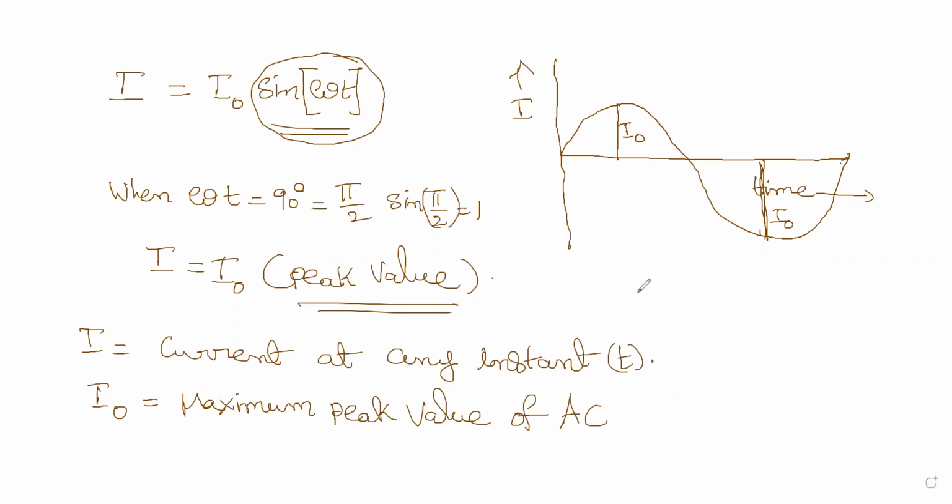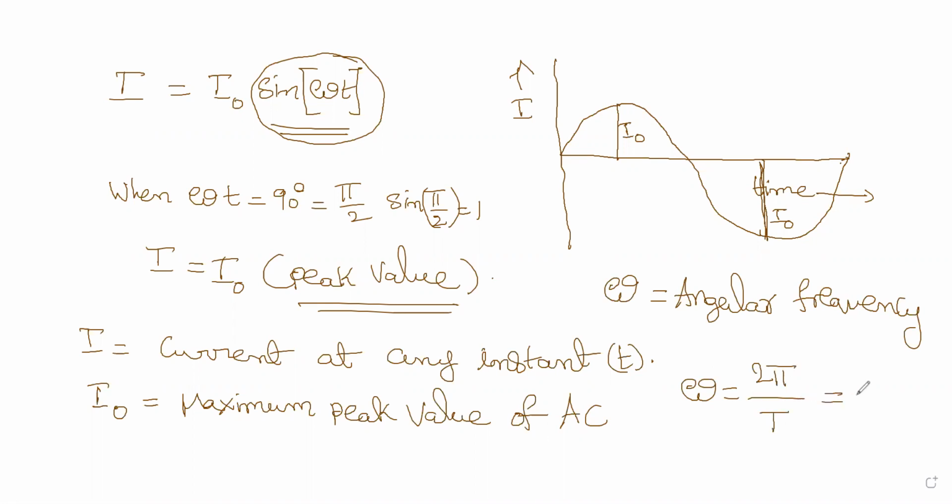And what is omega? Angular frequency. What is omega? 2 pi by T, where T is the time period, and we can write 2 pi f, where f is the frequency of the AC signal.